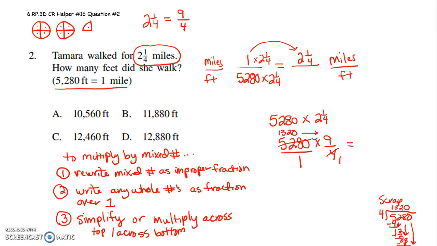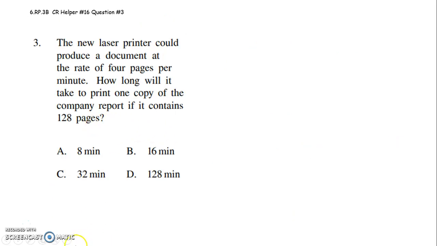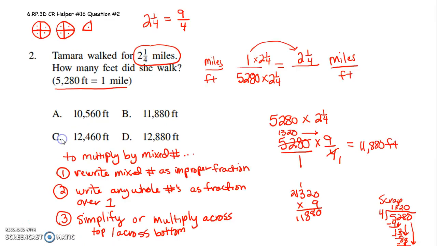Now I'm going to multiply straight across the top. Multiplying straight across the bottom, I'll get a 1. I don't have to even write that in. So I have to do 1,320 times 9. 9 times 0 is 0. 9 times 2 is 18. Put down an 8, carry a 1. 9 times 3 is 27, and 1 more is 28. 9 times 1 is 9, and 2 more is 11. So I'm getting 11,880 feet. Oops, sorry about that. 11,880 feet. There we go. It's letter B.